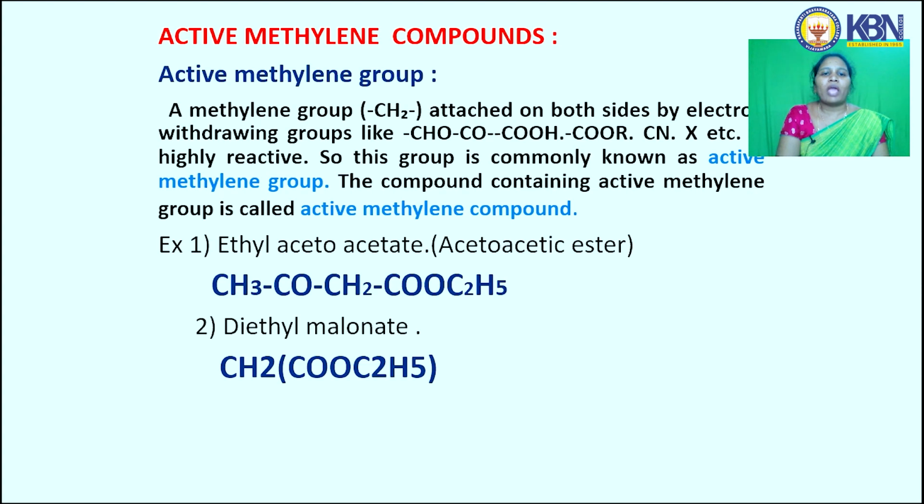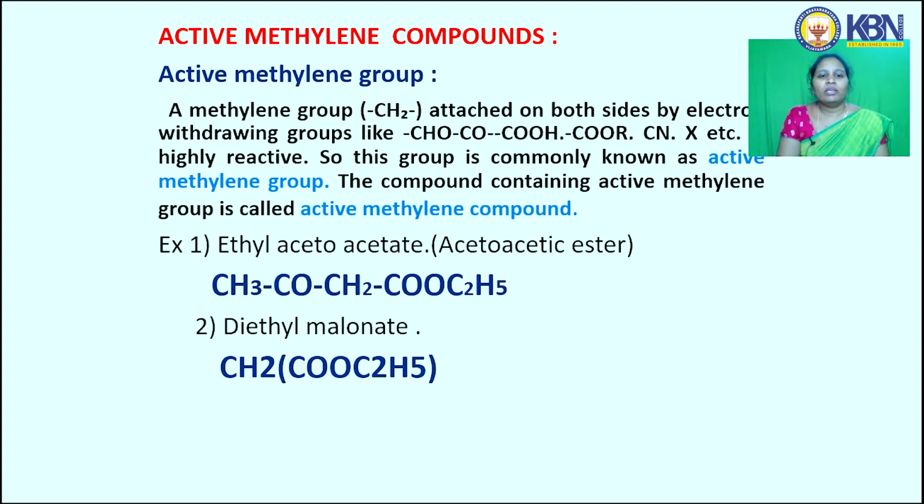So the best example for active methylene compounds is acetoacetic ester, which is also called ethyl acetoacetate. Here the methylene group, that is the CH2 group, is surrounded on both sides by COO and CO. Hence this methylene group is called an active methylene group. Since it is attached to CO and COO on both sides, this compound is called an active methylene compound.